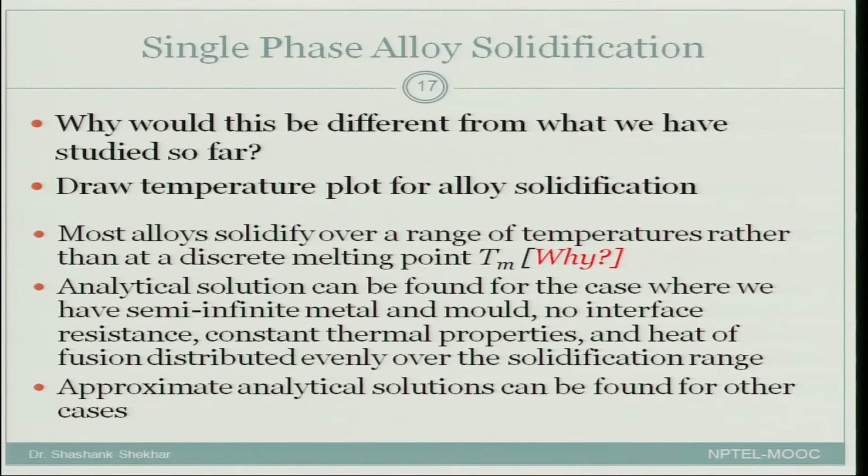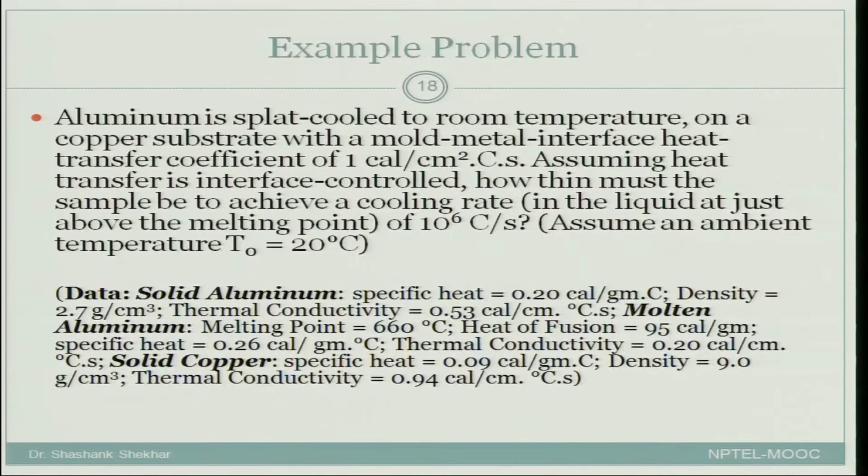Now that we have gone through all this, it is time for us to look at an example problem that will help you understand exactly what we have been discussing in the last few lectures. So to begin with, let's look at this example problem. Aluminum is splat cooled. Remember the splat cooling that we discussed. It is splat cooled to room temperature on a copper substrate.